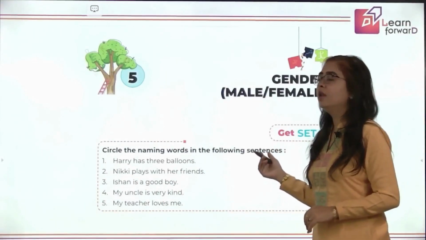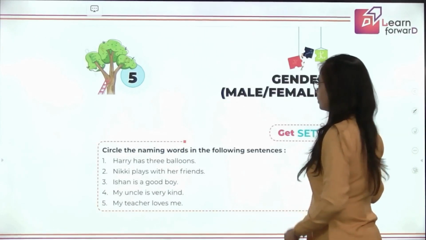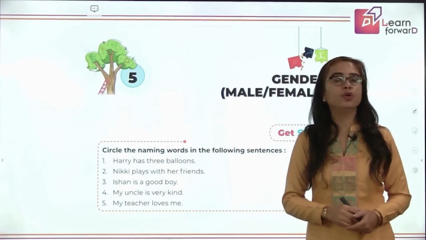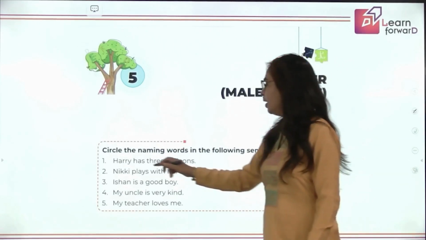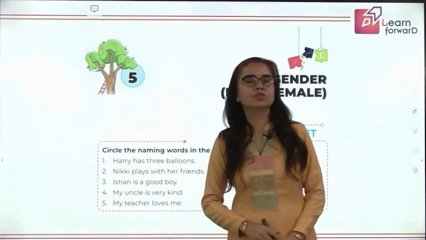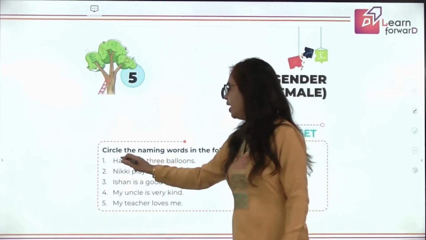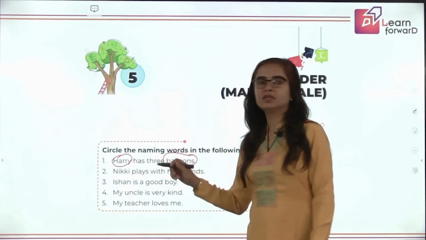Let's recall and reconnect to what we have learnt earlier. Circle the naming words in the following sentences. I hope you remember what naming words are. Let's circle them out here. Harry has 3 balloons. Come on, quickly tell me what the naming words in these sentences are. Good. Harry. So you have to circle. And balloons. That is a thing.